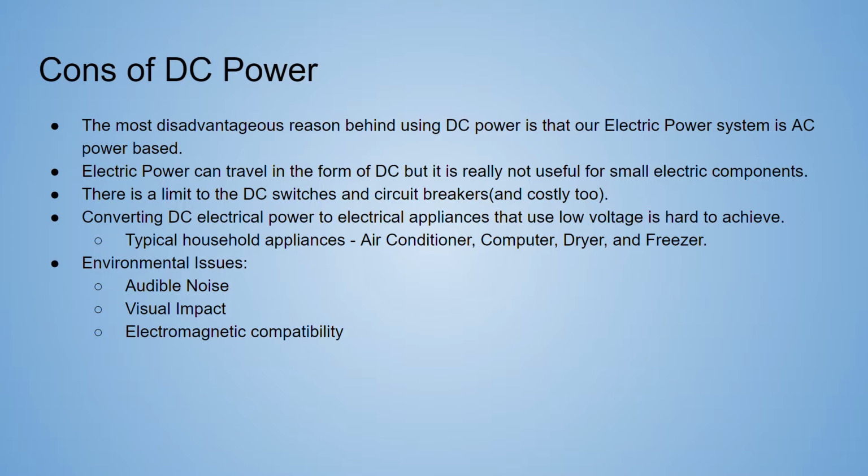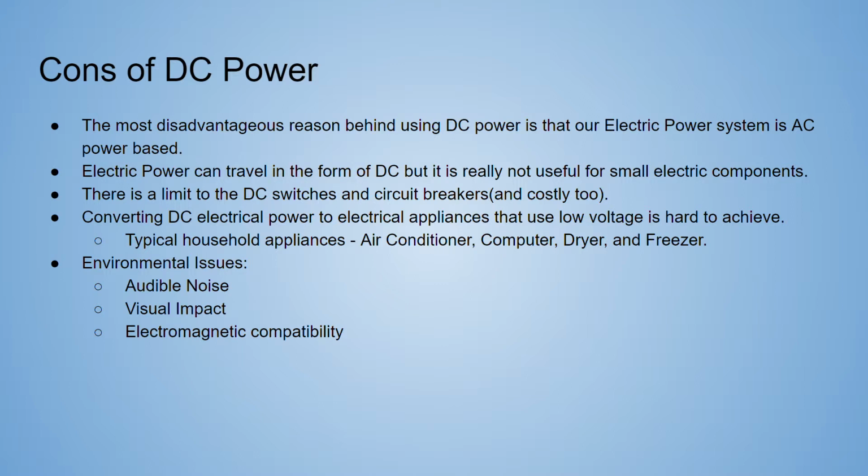Some cons of DC power. The most disadvantageous reason behind using DC power is that our electric power system is AC power based, so our grid is AC based, and that means we have to include inverters in our systems to convert from DC to AC and then convert it back, vice versa. So we have to keep converting it when we want to distribute or transfer our power from the north to the south or from the east to the west, stuff like that.